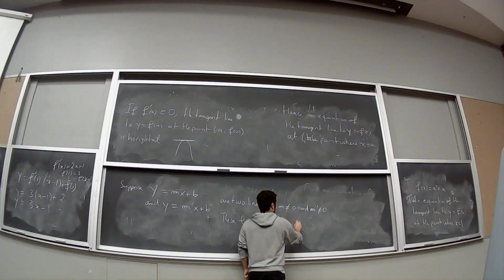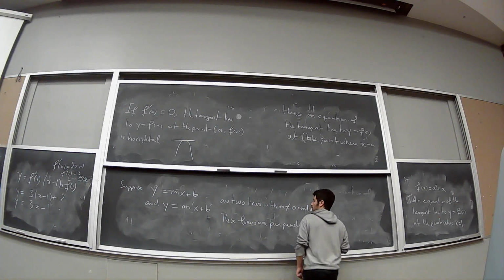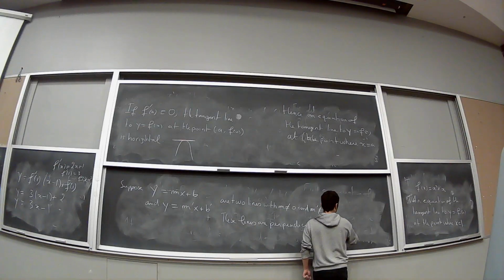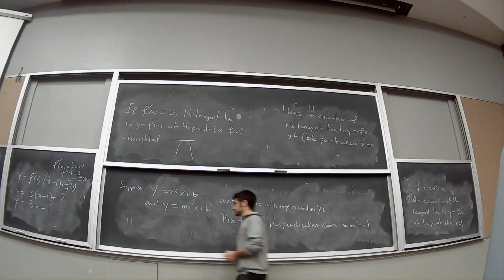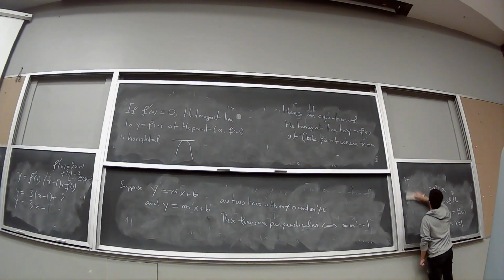They are perpendicular if and only if m times m prime, the product of the slopes, is equal to -1. Okay?